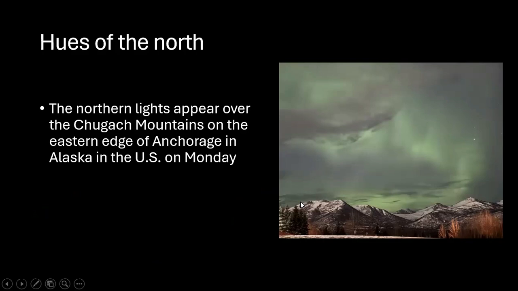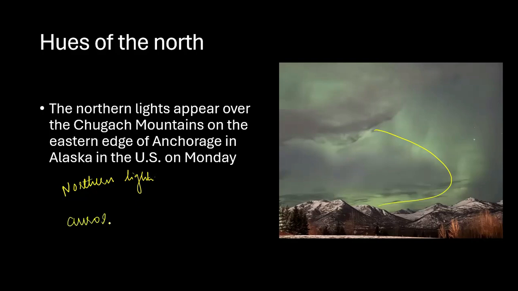The northern light appears over Chugach mountain on the eastern edge of Anchorage in Alaska. Alaska is in the USA, right? A very important point we have to understand here is, can you see these lights here? These lights are called northern lights. The northern lights are also known as aurora borealis.